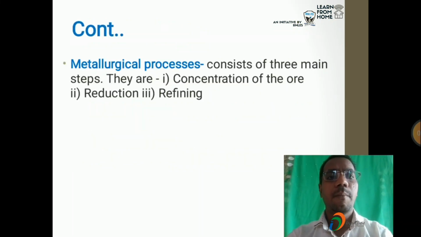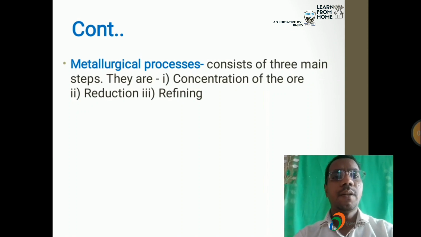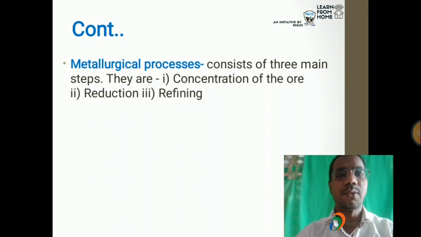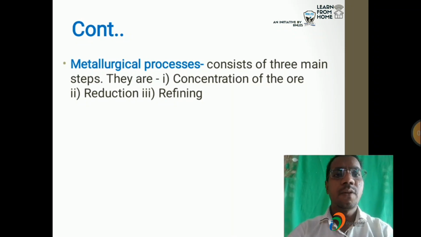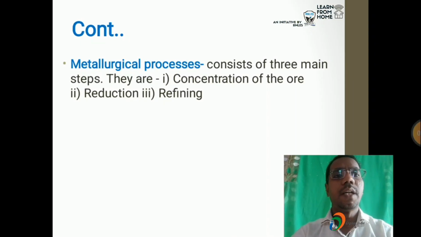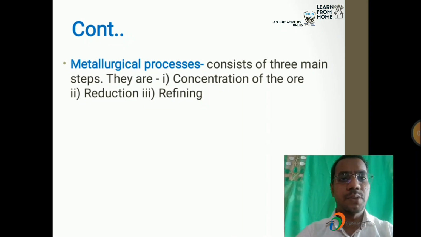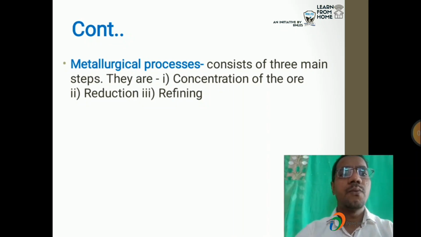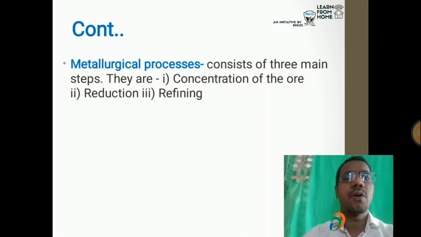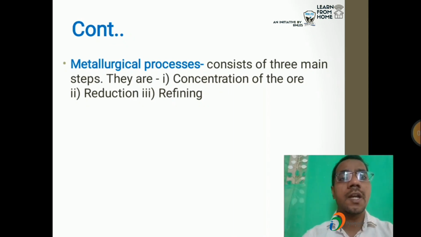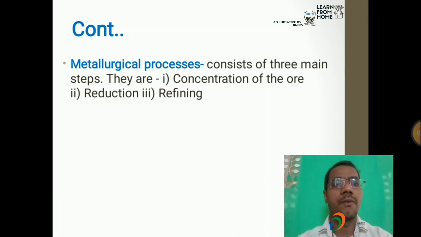Next, metallurgical process. We know that metallurgy is the branch of science which deals with the study of extraction of metals. For the extraction of the metal we implement different kinds of steps. It contains 3 main steps, not processes, 3 main steps. What are the 3 main steps? First step is concentration of ore. Second is reduction, and third is refining.